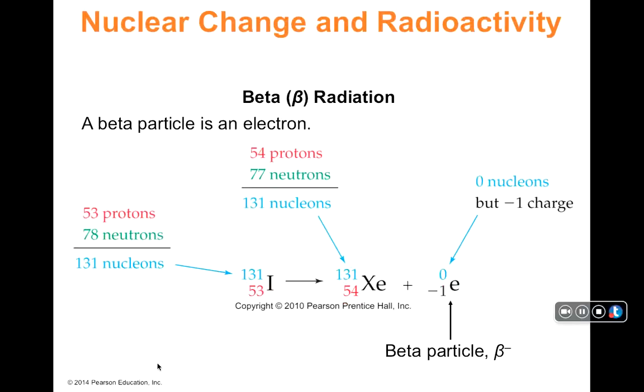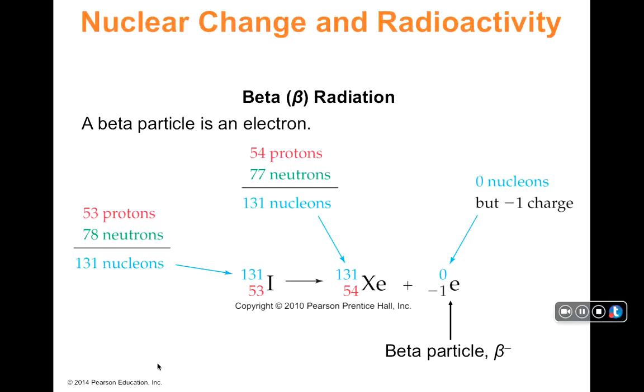A second type of nuclear reaction is beta radiation. This one should look a bit different to you. Notice that the way the reaction is written is the same. So on the left, we're starting with an isotope of iodine-131. That isotope of iodine-131 has 53 protons. We know that from its atomic number. And 78 neutrons. We know that from the fact that its mass number is 131.